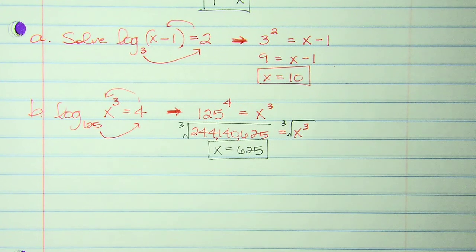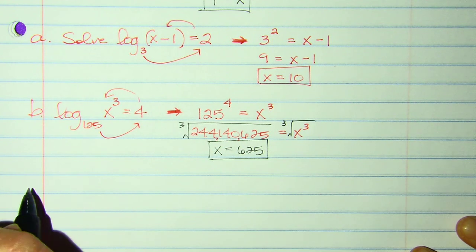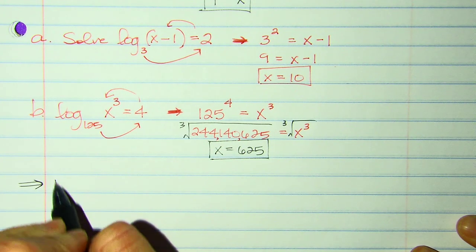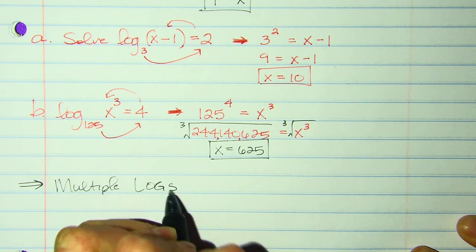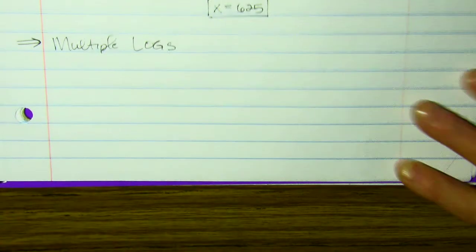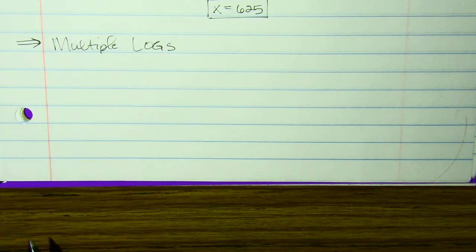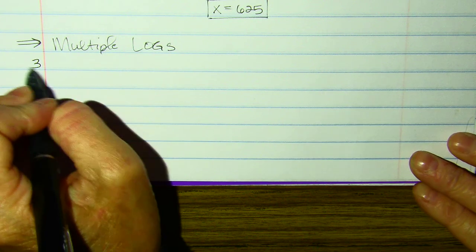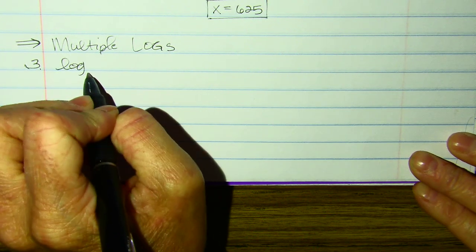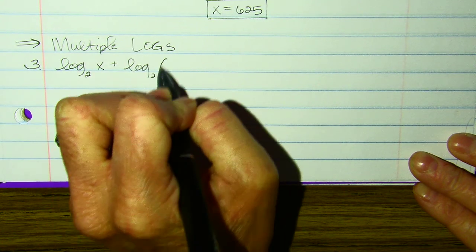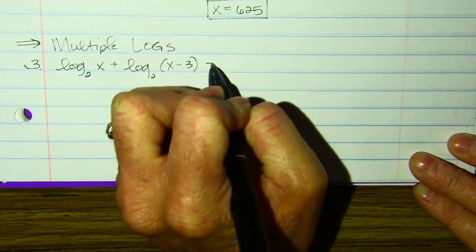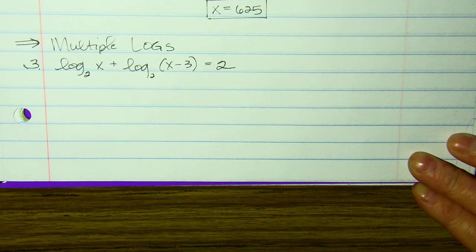Okay. So that is the first part. When we have one log, we solve by writing it in exponential form. Now we're going to solve where I have multiple logs. So this time I'm going to have more than one log. For example, log base 2 of x plus log base 2 of x minus 3 equals 2.